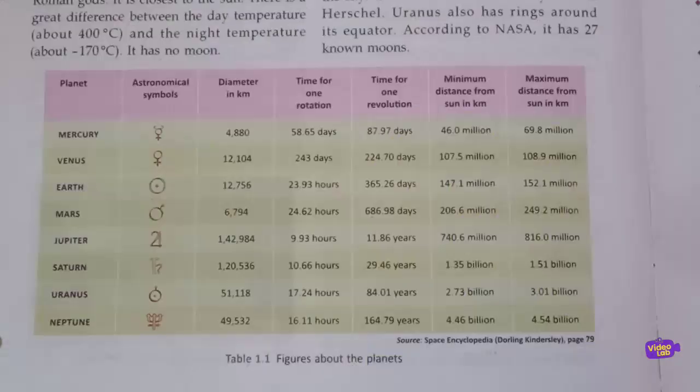4498.7 million kilometers. Here it's given the planet, astronomical symbols, diameter in kilometers, time for one rotation, time for one revolution, minimum distance from the sun, and then maximum distance from the sun in kilometers. It's a detailed map of the distances from the sun, a figure that tells about the planets.